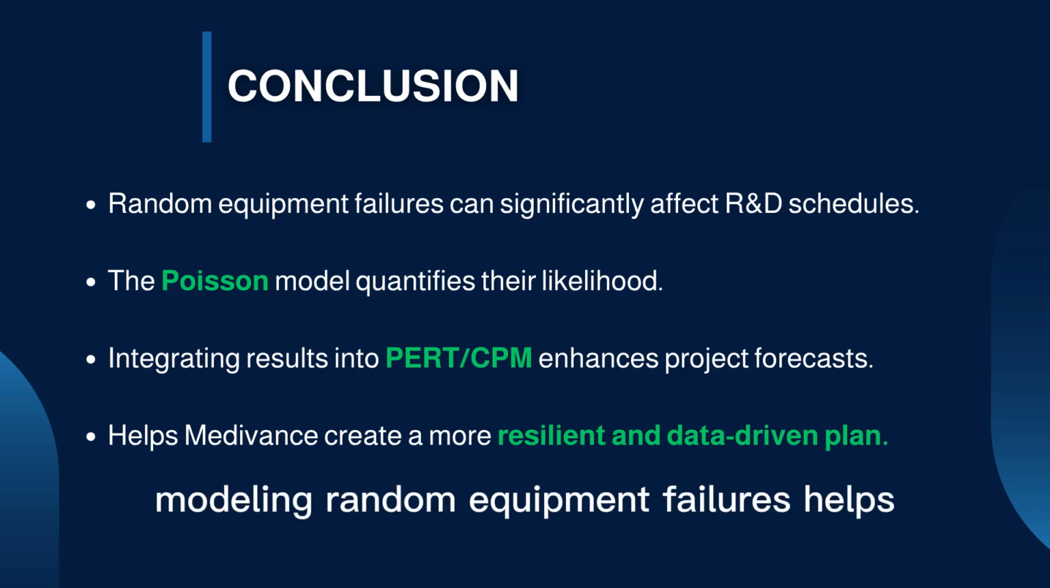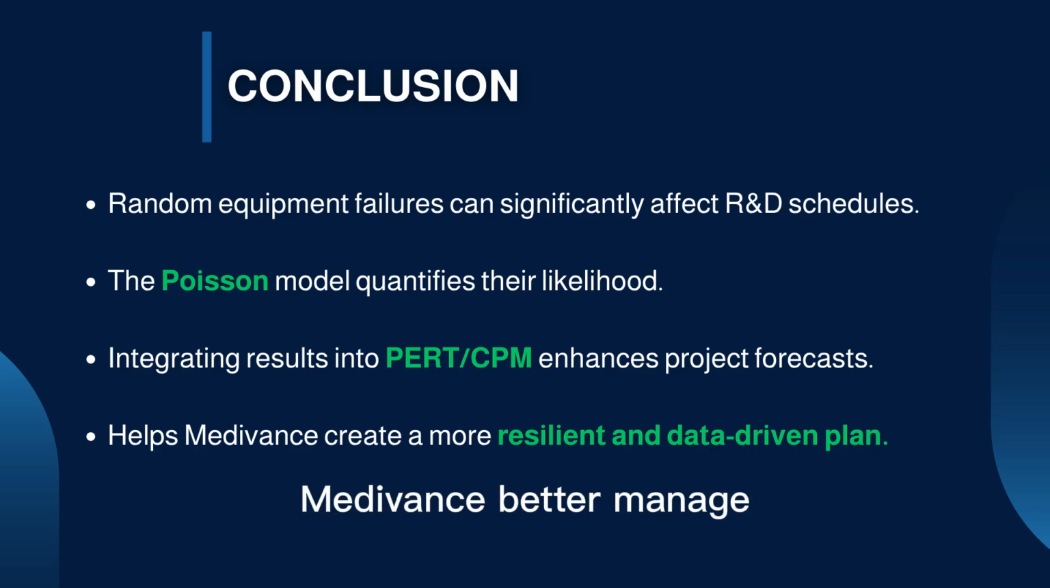To conclude, modeling random equipment failures helps Medivance better manage uncertainty during the testing phase. Using the Poisson model, the company can estimate failure probabilities, anticipate delays, and make informed scheduling and resource decisions. This not only improves project performance but also strengthens the reliability of the company's innovation process.